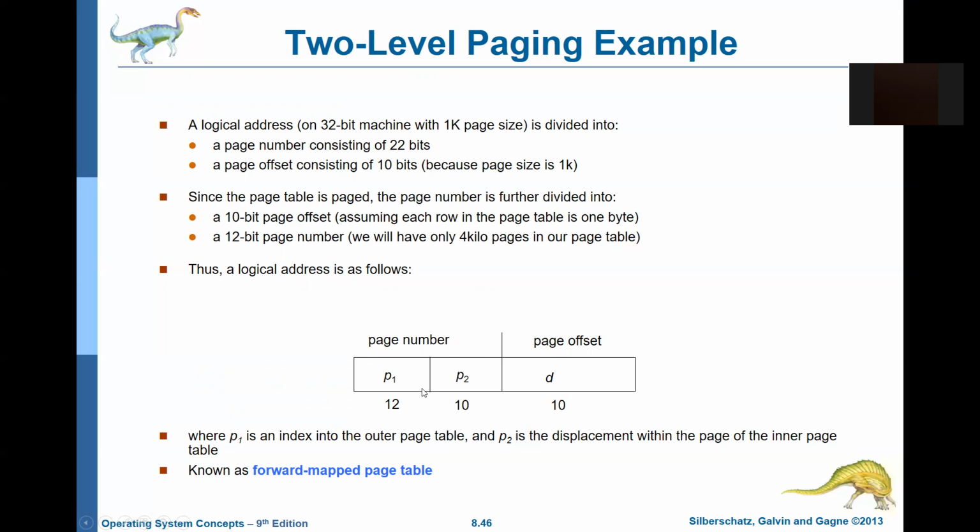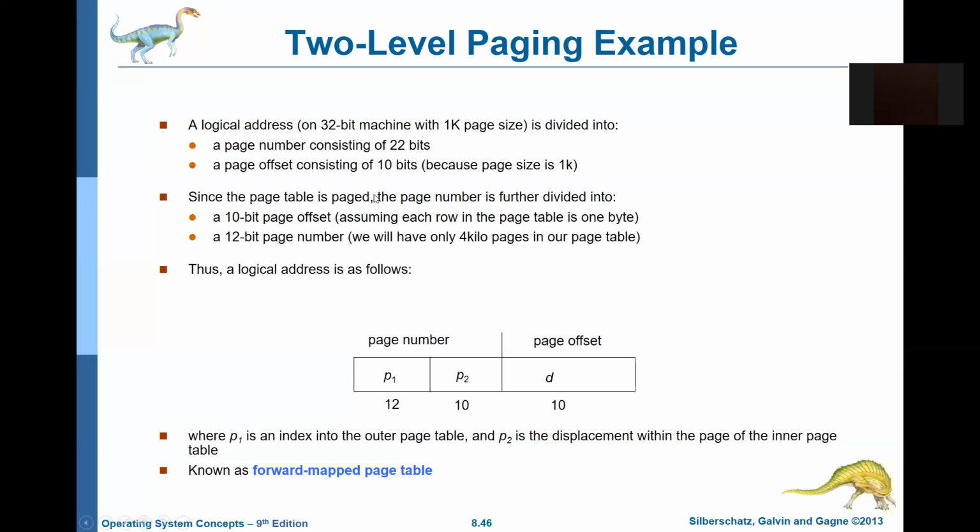So theoretically our page number is these 22 bits, and that means we have a lot of pages. We have 2 to the 22 pages, which is 4 mega pages, not megabytes. 2 to the 20th is a mega, so 2 to the 22nd is 4 mega pages. But we divided it up into 2 sections.